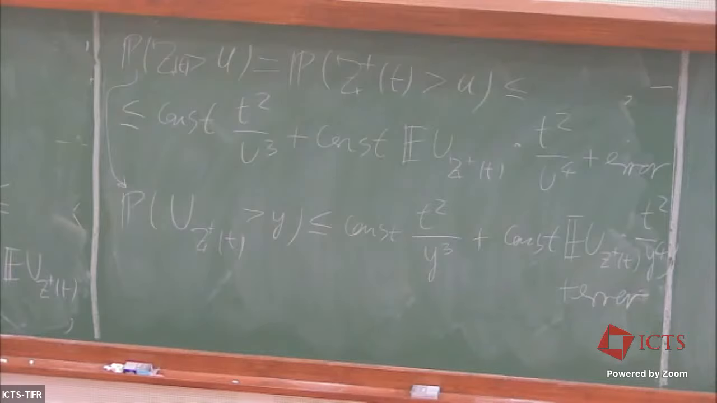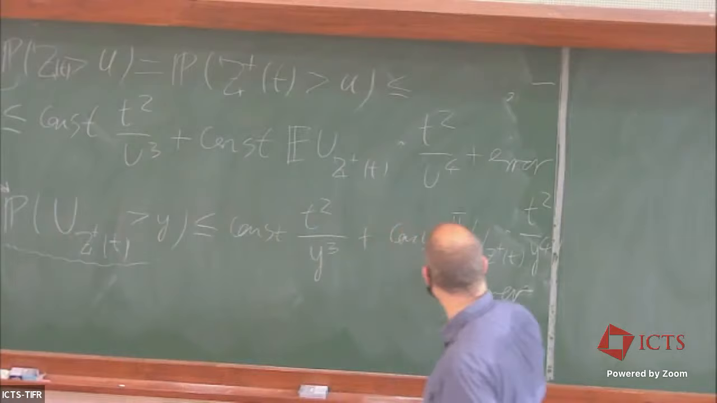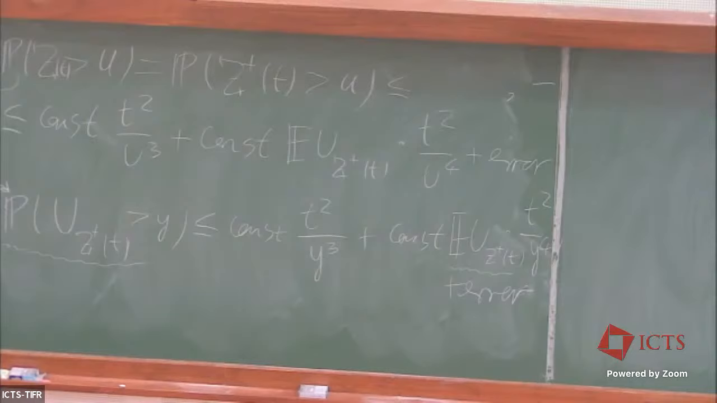Now, at this moment, I hope that you're seeing the loop. I have the tail probability for U Z plus, and I have the expectation of U Z plus in the same inequality. And this inequality has the two-third in it. I'm gonna show you how to get the two-third power out of this. It's two lines.